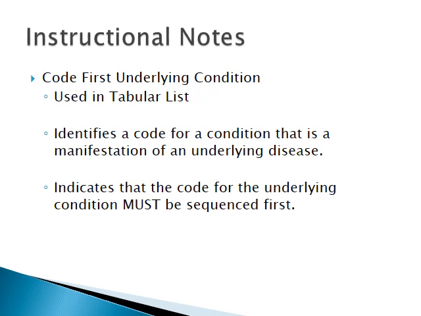Another instructional note is code first underlying conditions. This instructional note is used in the tabular list. It instructs the coder that the code is for a condition that is a manifestation of an underlying disease. The instructional note tells the coder that the code for the underlying condition must be used and sequenced first.